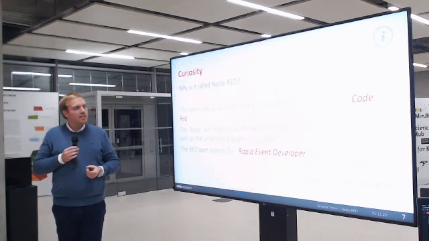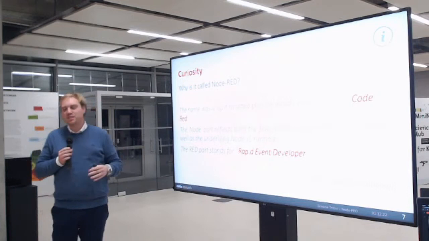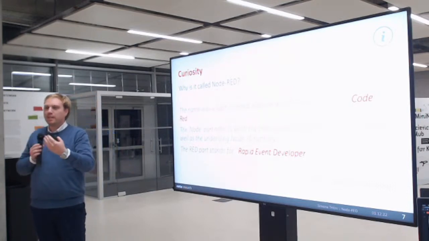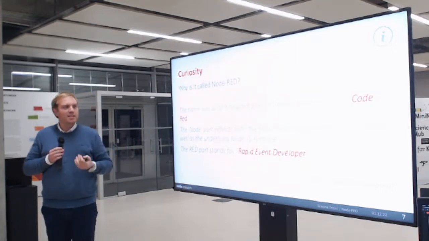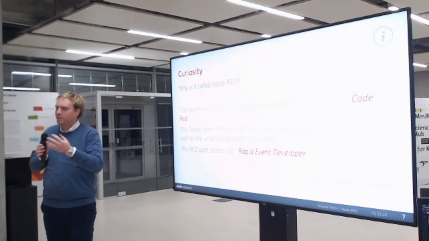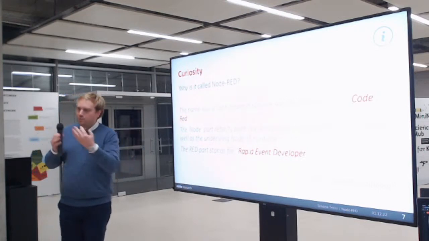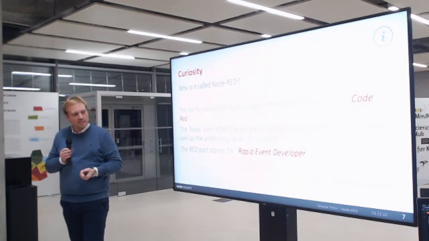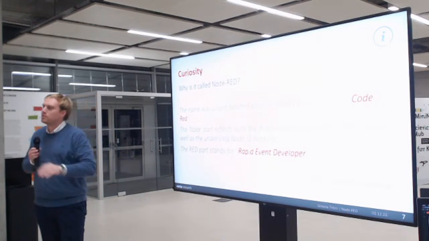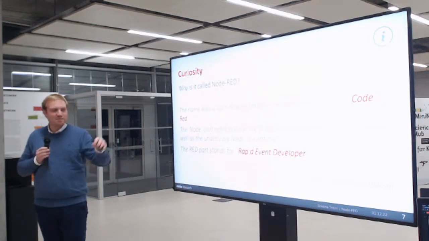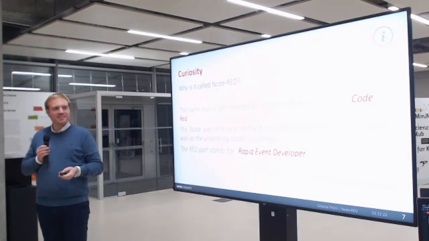Okay, the last theory thing before starting with the example is just a curiosity. NodeRed is a play on words. The idea of the inventors was to use the name CodeRed and NodeRed. NodeRed because it's based on Node.js, and they combined these two words. And the red, they say, is a rapid event developer, but they are still not sure. So they keep red, but they have not decided yet why red is the name.